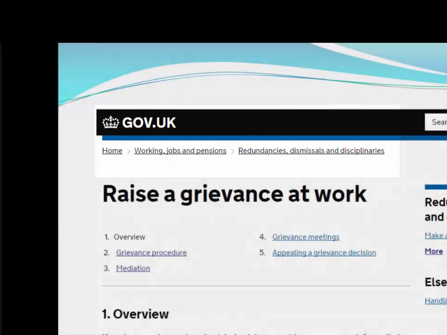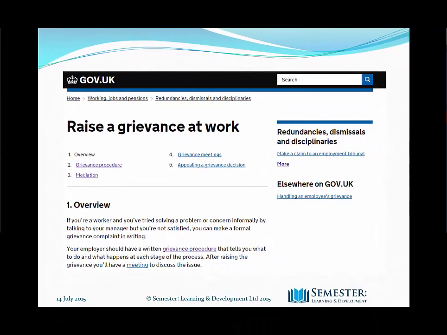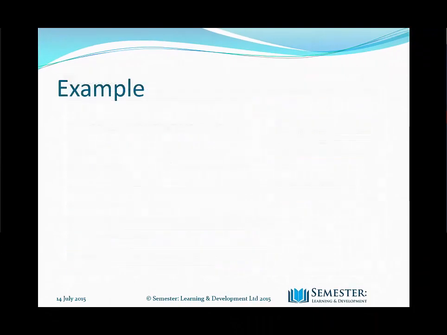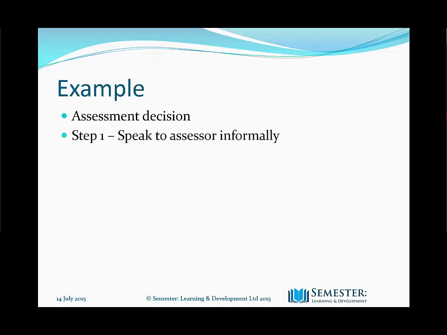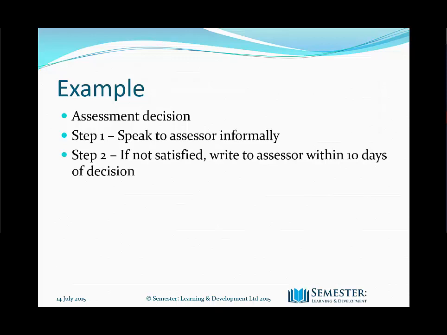So let's have a look at an example of why you might have a grievance whilst on this course. For example, it may be that your assessor gave you a different score for your work than another student for a similar effort. So first step, speak to your assessor informally. It may well be there's been a misunderstanding, a typo, or something simple that can be sorted out with a quick conversation. If however you're not satisfied, step 2, you need to write to your assessor within 10 days of the decision to explain your dissatisfaction or your grievance.